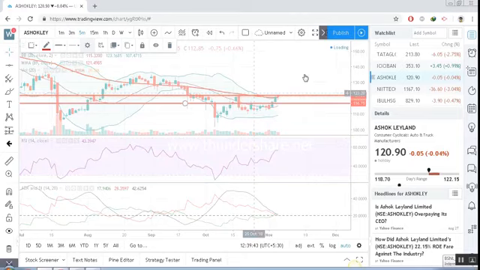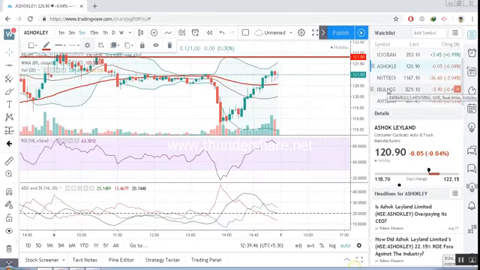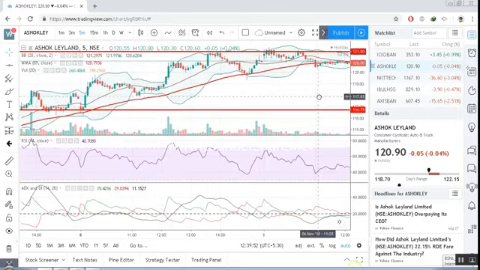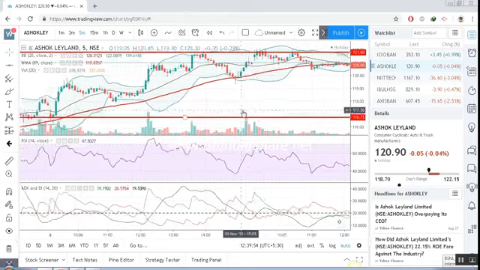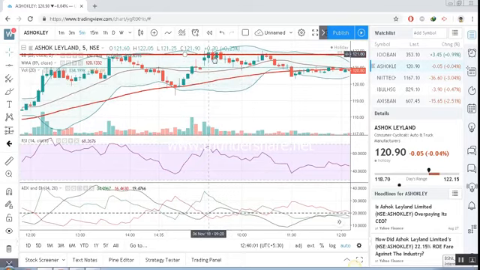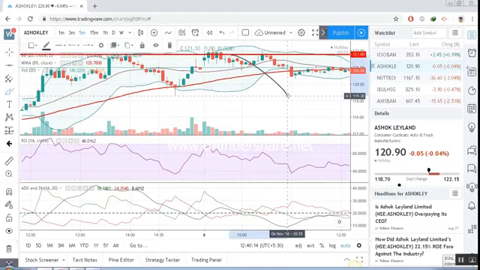Coming to the 5 minute chart, see here, when the market opened, this is the first candle. It opened at yesterday's high. This is the area where it is opening. When the market opens, you do not take any trade. The prices are coming down.